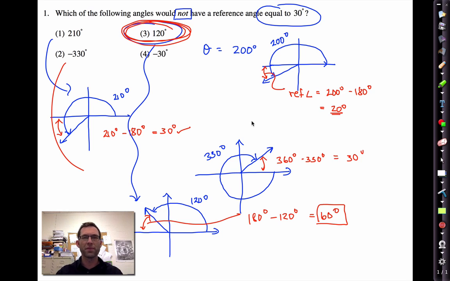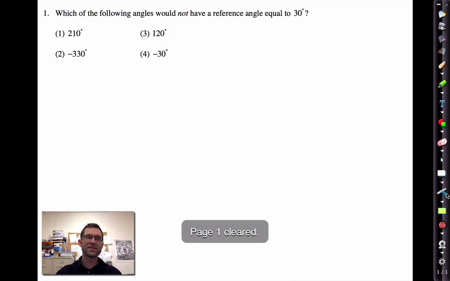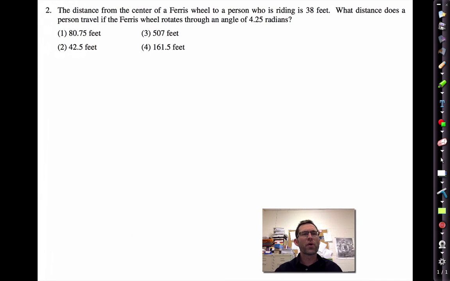Now let me just review something really basic about reference angles. The reason that we talk about reference angles is that all angles that have the same reference angle will have the same sine and cosine values. They just might be different by a plus and a minus, but the actual absolute value will be the same. Okay. Reference angles. I'm going to clear this out and then we're going to go on to the next problem. Let's keep going. Problem 2.